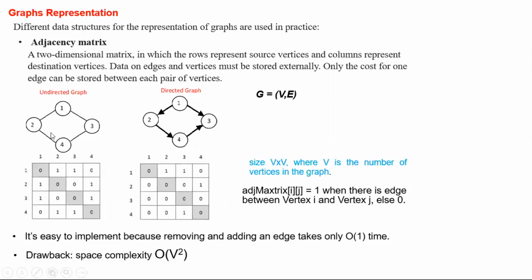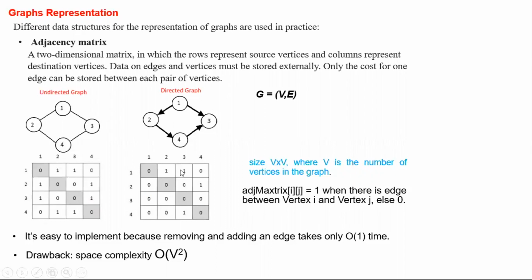So if we have a path from the source to the destination vertex, then we insert 1, otherwise we insert 0. For example, the adjacency matrix for the undirected graph here on the left is below. As you see, from 1 to 2 we have an edge, so we have 1 here, to 3 as well, but to 4 there is no edge, so we have 0.